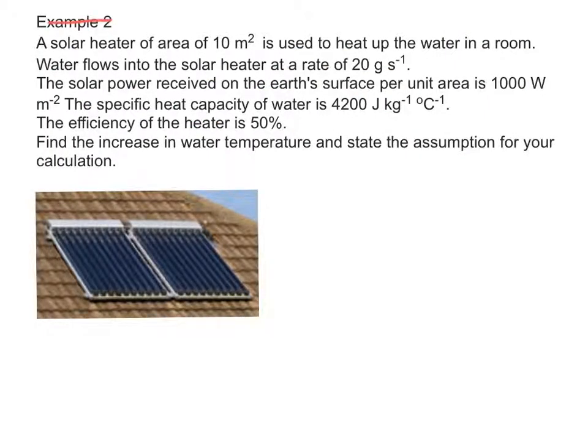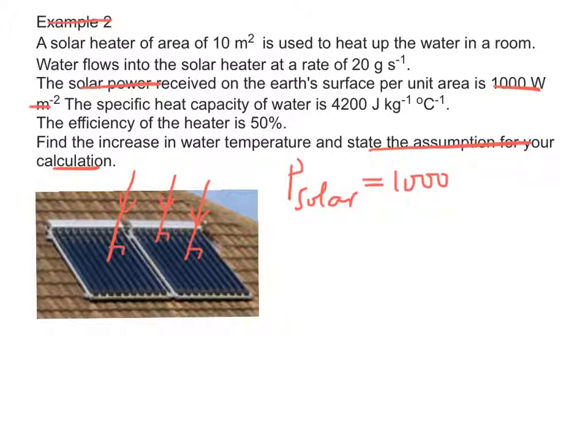Example 2. Let's assume that the solar power or the sunlight incidence normally on the solar panel. Then the solar power received by the solar panel equal to 1000 watt per meter square times the area 10, which is equal to 10 to the power 4 watts.